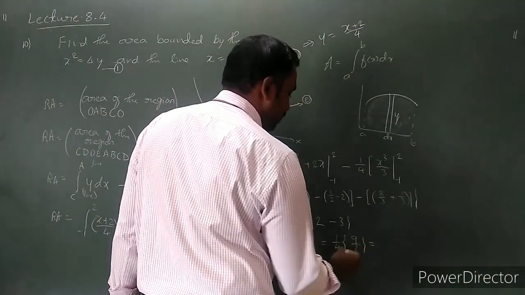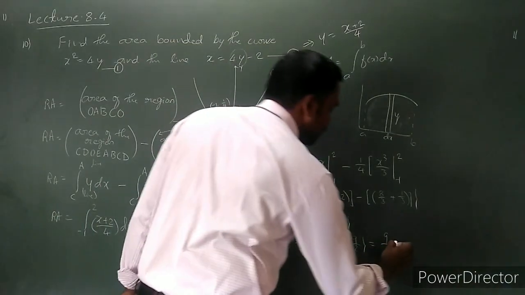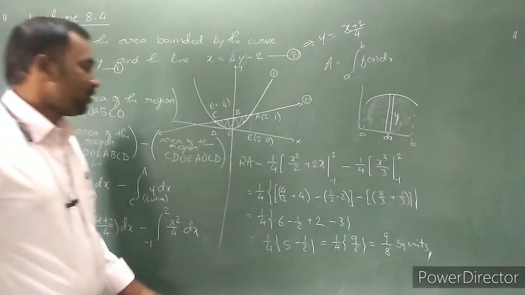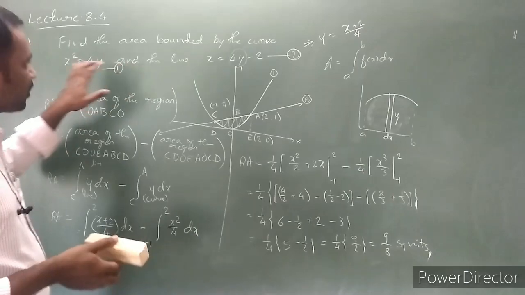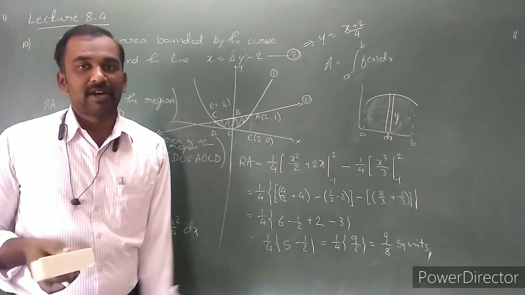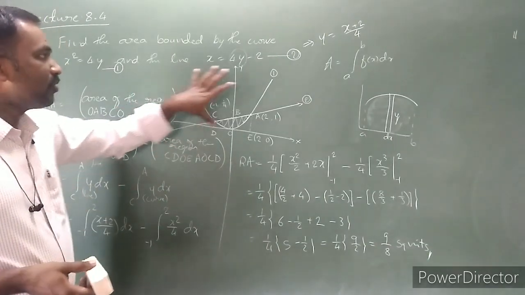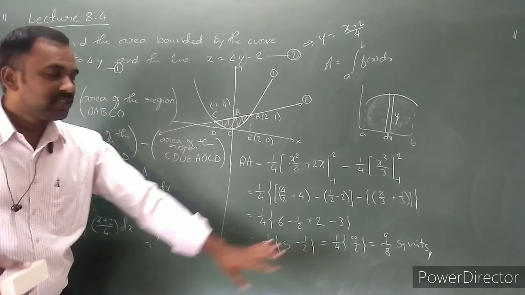Now multiply: 9 divided by 4 into 2 is 9 by 8 square units. What is the required area bounded by the curve and the line? It is 9 by 8 square units. This is how they got it. So I think you got that. If you have the diagram, you easily get the required solution.